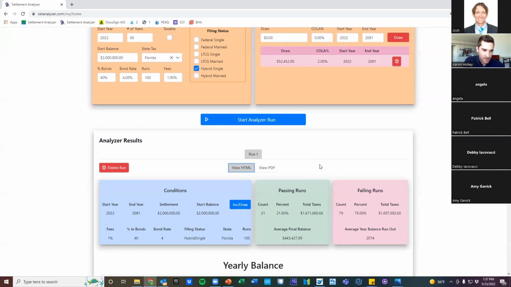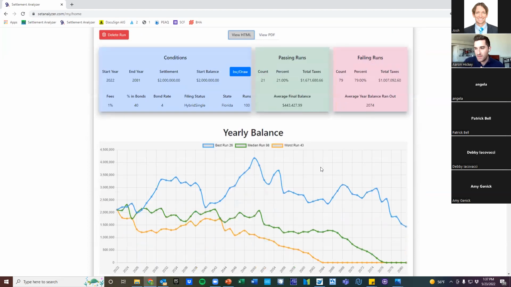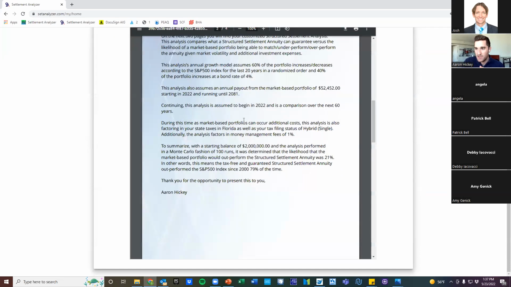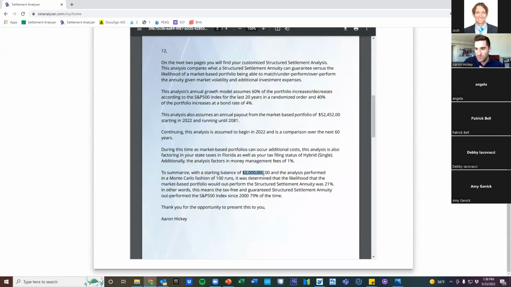Tim Morbach in the chat points out a couple really interesting facts as well. Large managed accounts also have a substantial tax burden and an extra fee that we don't even factor in here. And that summary does self-populate itself. Tim, if you're asking about this one on the second page, yes, it does. It populates the 2 million, Florida, our filing status, when it begins, runs, etc. So it does all populate itself.